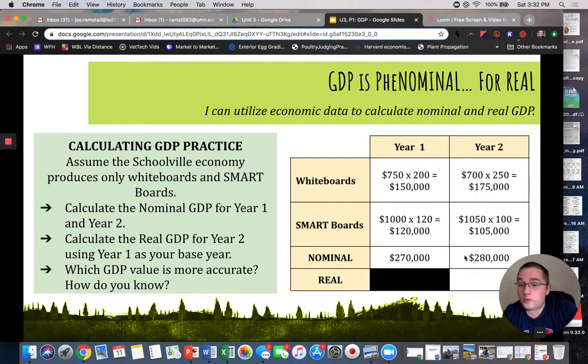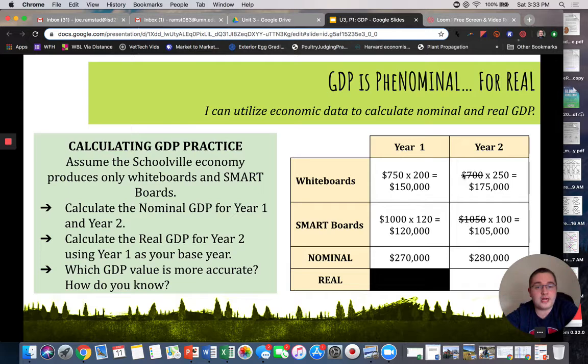Okay. Now, our real GDP is where it gets a little bit more complicated. Now, hopefully you remembered that for our real GDP, we are going to be using year one as our base year. So we are not going to care about the prices in year two. We are going to use our base year of year one as our prices over in year two when we're calculating our real GDP. Okay.